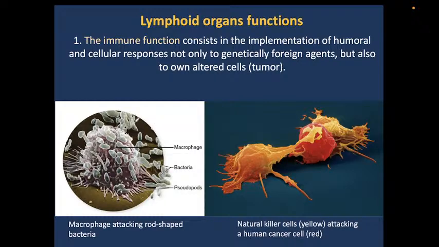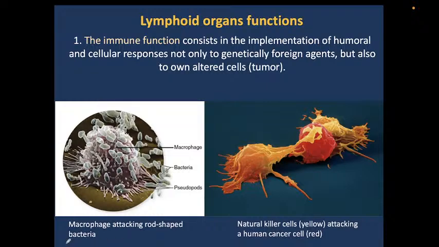Here is presented the lymphoid organs' function. The first one is immune function, which is the ability to implement humoral and cellular responses, not only to genetically foreign agents, but also to own altered cells.